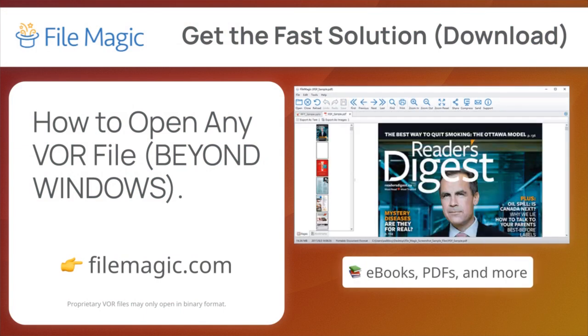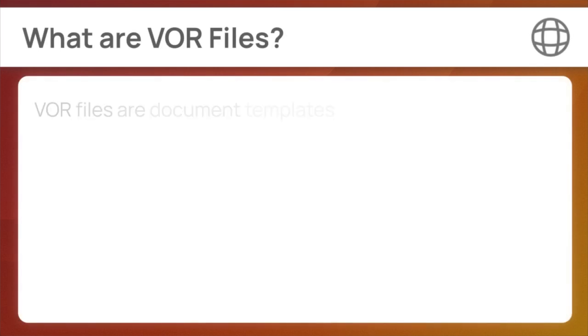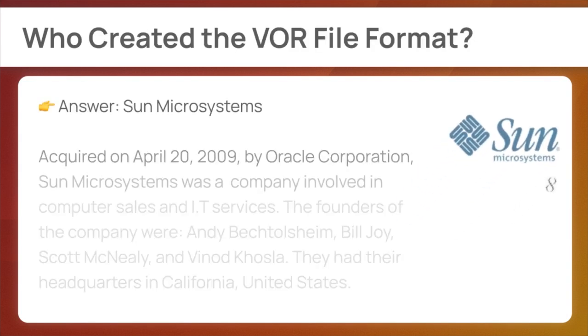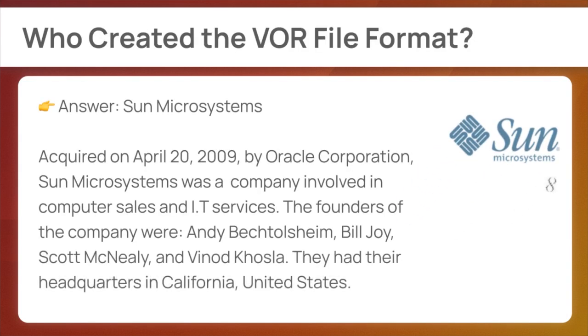VOR files are document templates created by StarOffice, a discontinued Office productivity suite, originally developed by StarDivision and later acquired by Sun Microsystems. They contain pre-formatted layout styles and content, used as starting points for new documents with formatting consistency across multiple StarOffice document types.